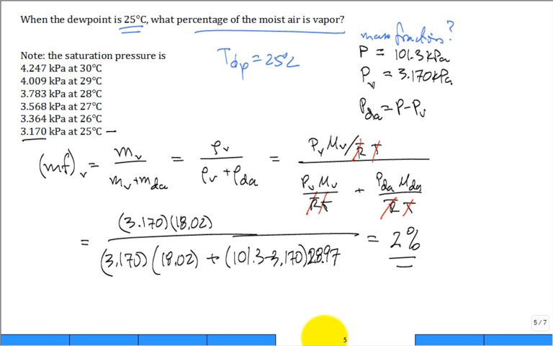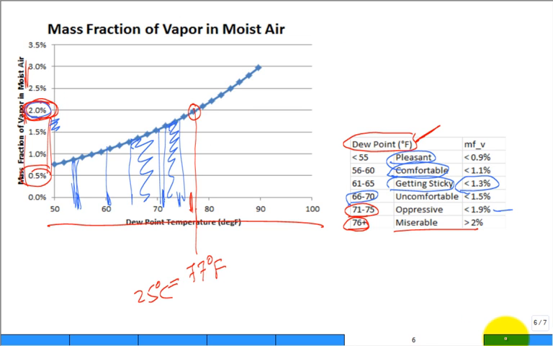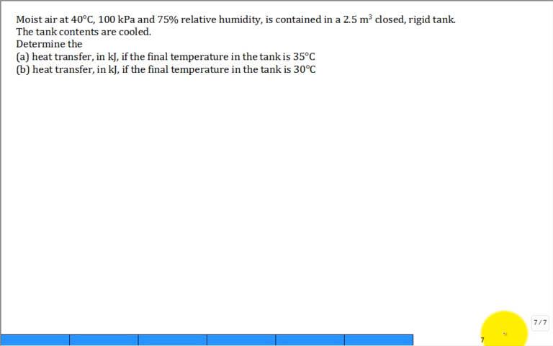All right, I've got about 10 minutes to solve a very hard problem. How about if I give it a shot and you just listen in? This is a hard problem. Okay, we have moist air at 40 degrees C, 100 kilopascals, 75% relative humidity. So atmospheric pressure, 40 degrees C is very hot, but hey, it's 75% relative humidity. It's a lot of humidity. It's contained in a 2.5 cubic meter, and these words are critical, closed rigid tank.